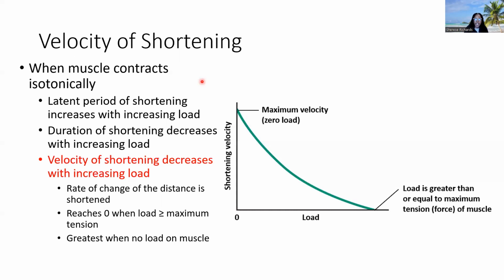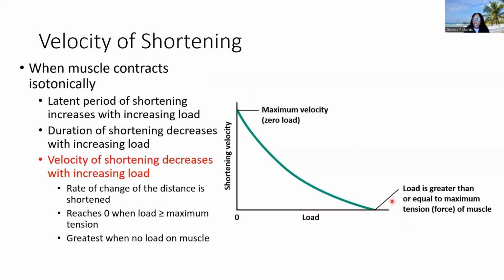So the rate of change of distance is shortened. And this is going to reach 0 when the load is at its maximum. And then it's going to be the greatest when there's no load. That is to say that I can lift an empty box much faster than I can lift a box full of books. So on our curve here, here's zero load. Notice how fast the velocity is, right? This is why when you're lifting something, let's say, again, a box, and you thought there were books in it and you attempted to lift it, it would kind of just grab right up off the ground. Whereas if it was full of books, that would take a much longer time.